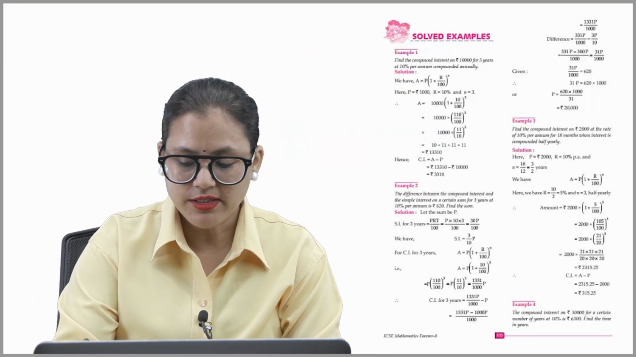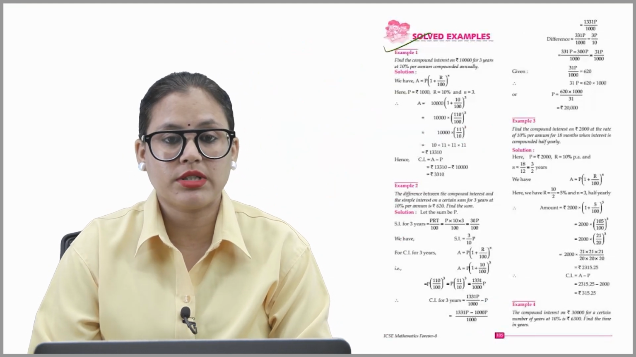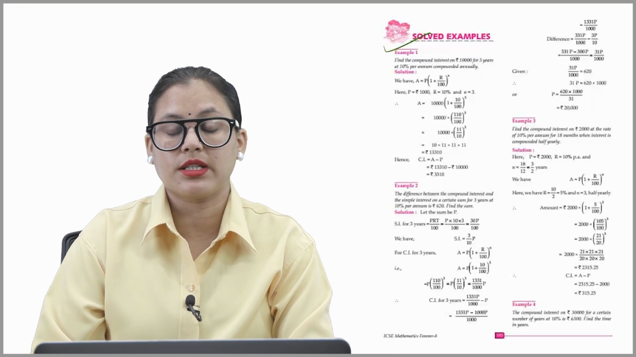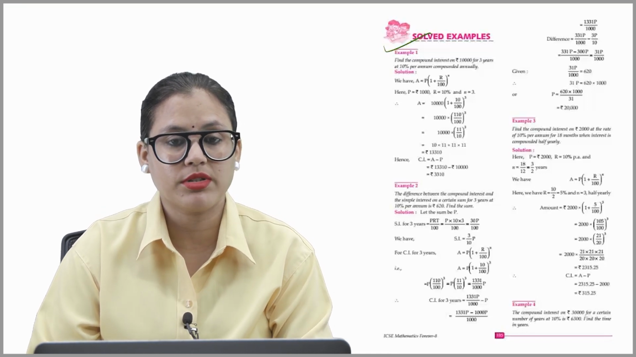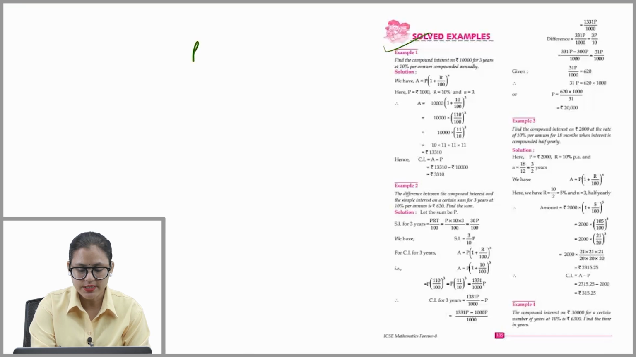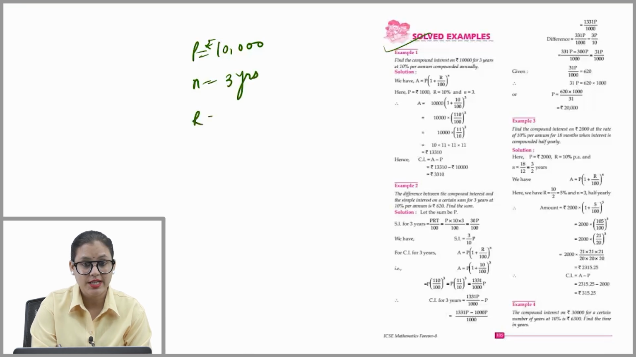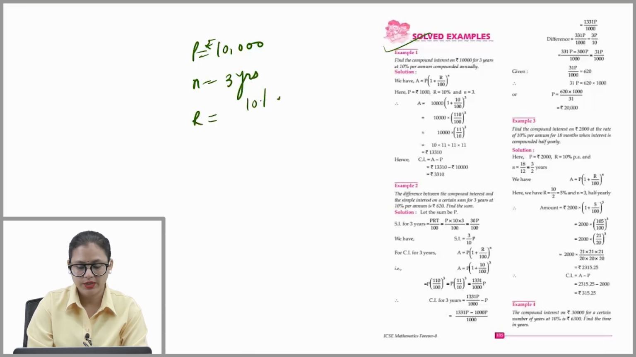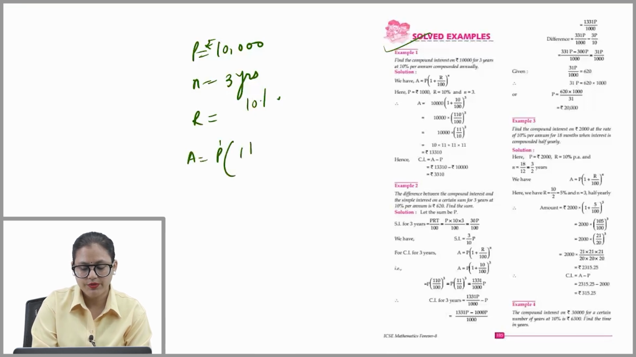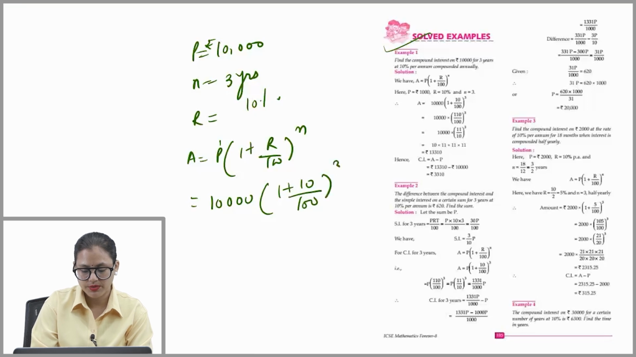Example 1. Find the compound interest on 10,000 rupees for 3 years at 10% per annum compounded annually. Okay. So the principal is 10,000 rupees. Time is 3 years and the rate is 10%. Okay. Now apply this formula. A is equal to P, 1 plus R upon 100 raised to the power n. Principal is 10,000. Rate is 10% upon 100. Time is 3.